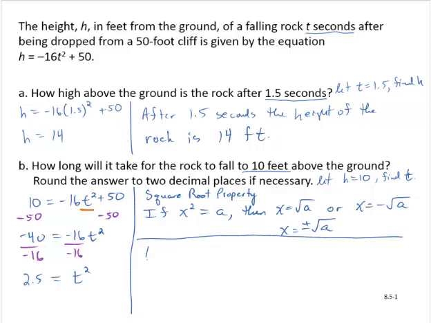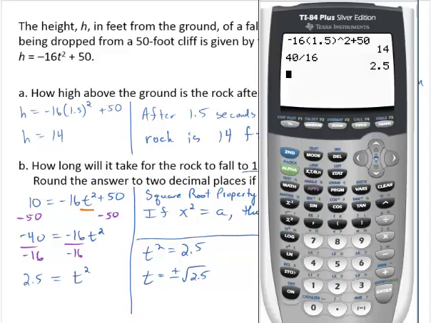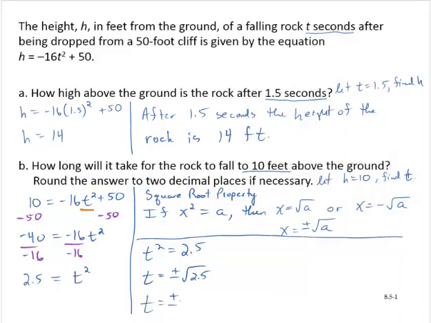if t squared is equal to 2.5, then t is equal to the positive or negative square root of 2.5. Now, on our calculator, the square root of 2.5 is approximately 1.58. So t is positive or negative 1.58. Now we need to think about this a little bit. Can the ball or the rock be at a height of 10 feet after a positive 1.58 and negative 1.58 seconds? The negative just doesn't make sense here.